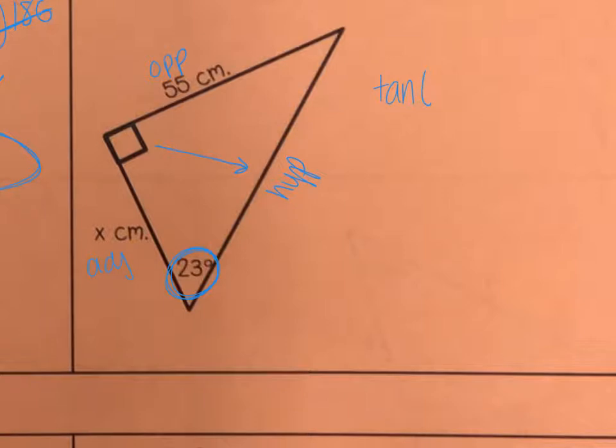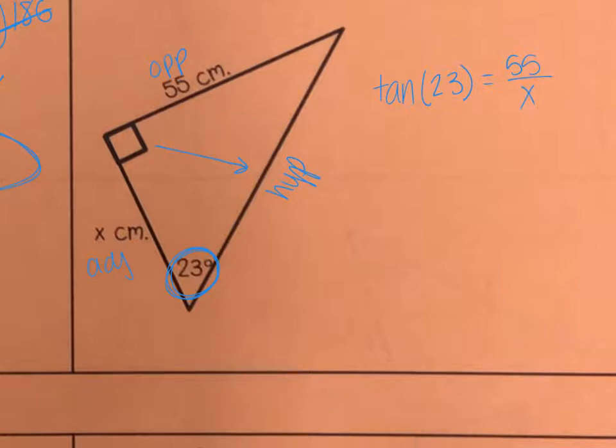Remember, I can actually put in that angle measure this time. So what is my angle measure? 23. Very good. 23 equals, and what is tangent's ratio again? Opposite over adjacent. O over A. All right, so for this one, it's going to be 55 over x.